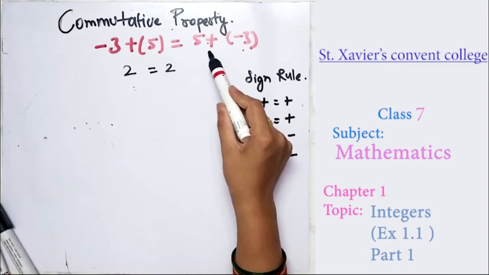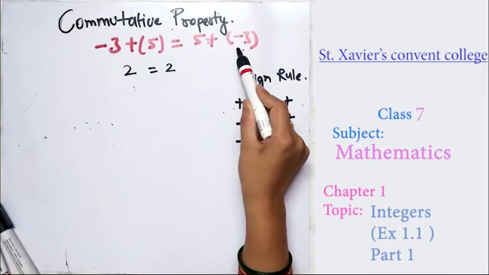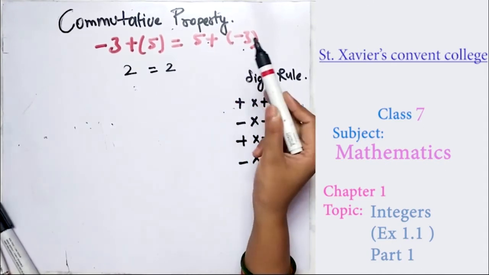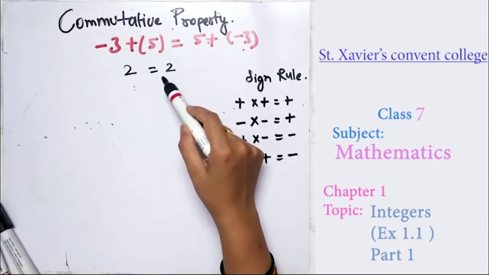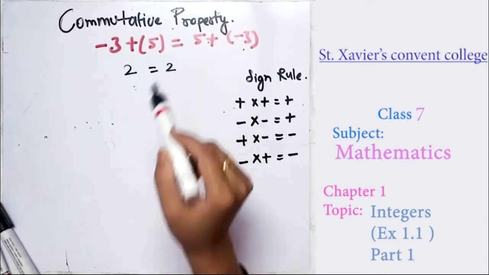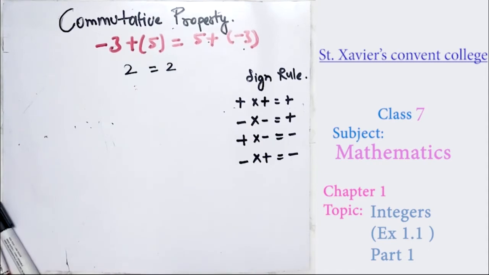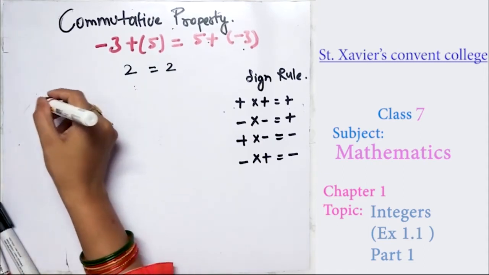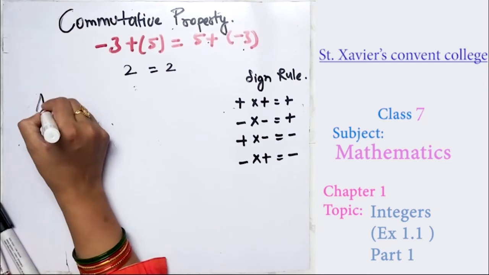Over here also, 5 minus 3 gives you 2, and minus 3 plus 5 gives you 2. This is how the commutative property holds for the integers. Now the next property is the associative property.